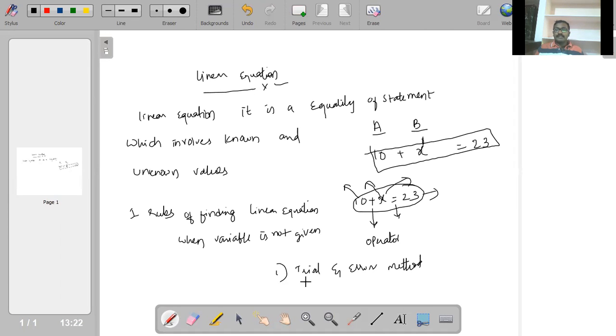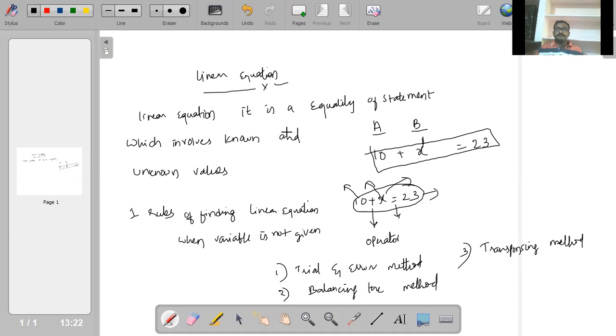The second method is called the balancing method. And the third one is called the transposing method. With these three methods, we find the unknown values of a linear equation. These three methods are very, very important for linear equations. If you understand these three methods, we can solve anything in this chapter. Now we will discuss in detail the trial and error method.